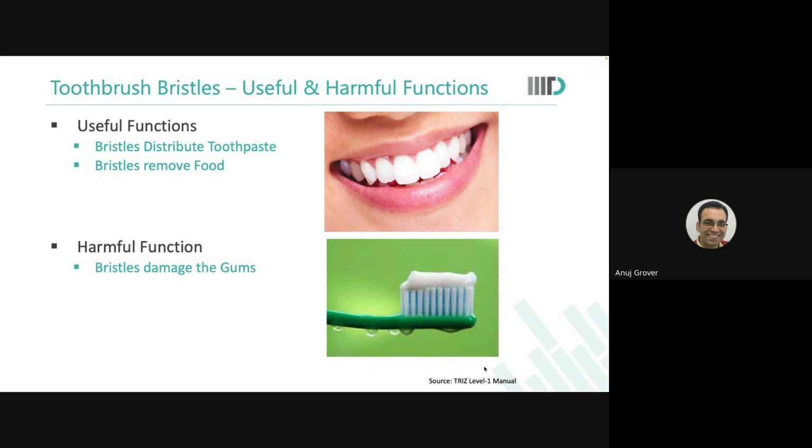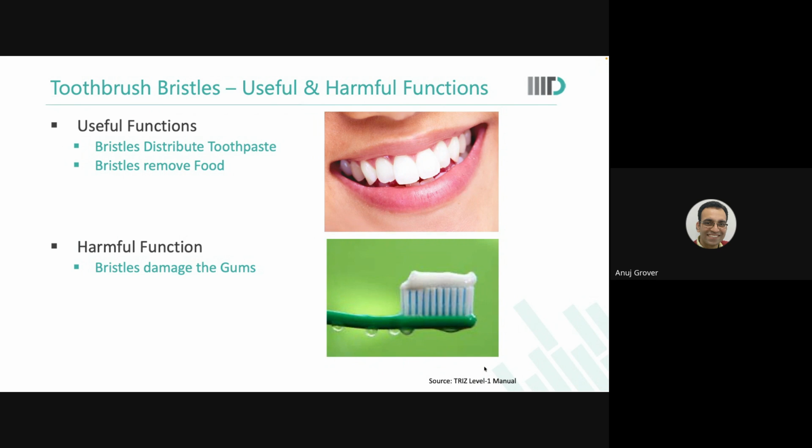In the context of a toothbrush, useful functions include distributing the toothpaste and removing food. Harmful functions include damaging products. That's a harmful function. Okay. So you want to build a toothbrush which does not have any harmful function, and that would be an innovation. Okay?